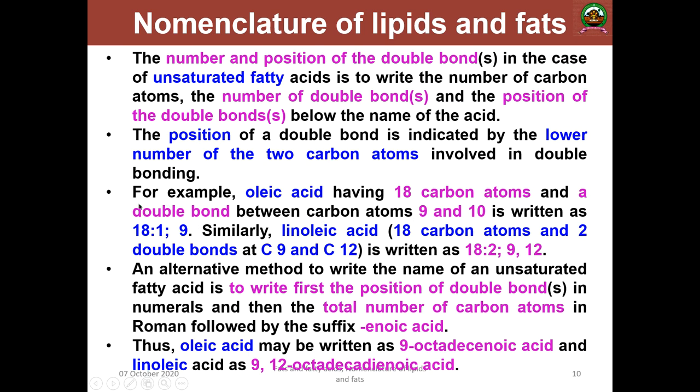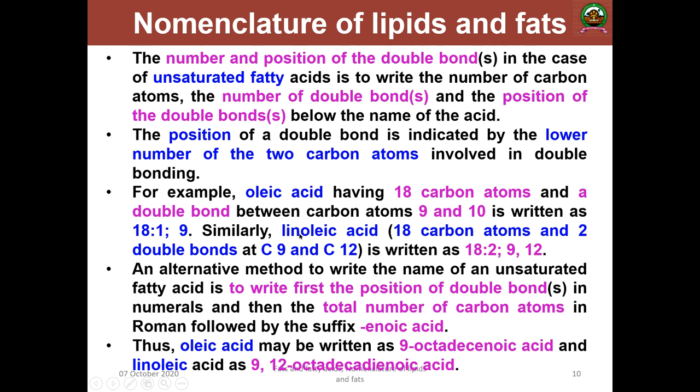It's a monounsaturated fatty acid. Okay, it has 18 carbon atoms and one double bond, and that double bond is present between the 9th and 10th carbon atom. Thus, it is written as 18:1:9. What is the meaning? There are 18 carbon atoms and 1 double bond, and the double bond is present between 9 and 10. The first number we write, that is 9. Okay, that is the meaning.